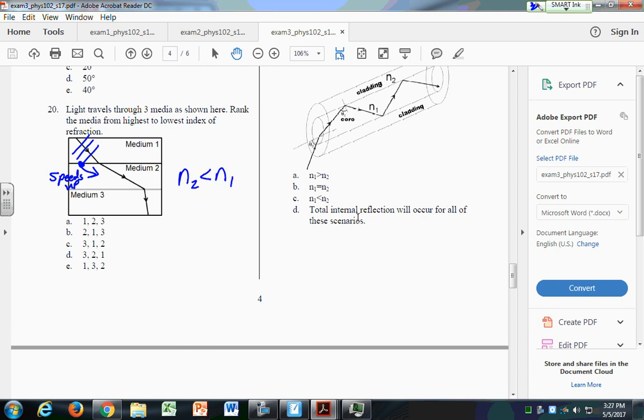Because if v is big, that means n is small. So medium 2 has a small index of refraction. Big velocity, small index of refraction. Going from 2 to 3, it's going to slow down right here and twist around. So here it slows, which means that n3 is bigger than n2. All right, so far, what do I have?